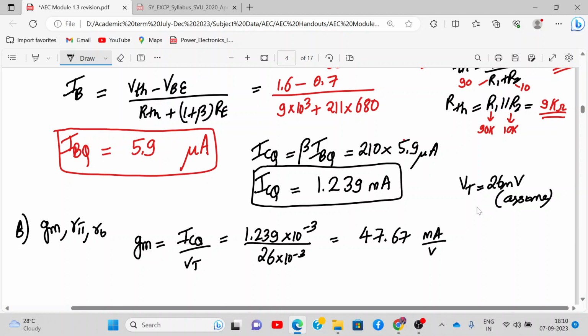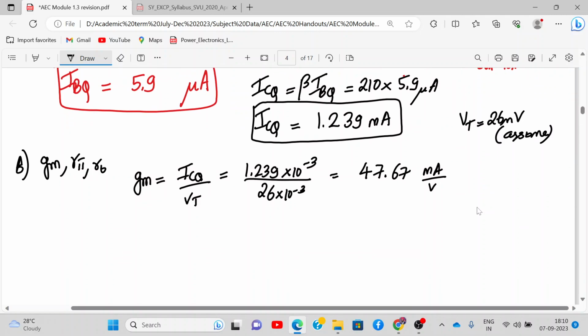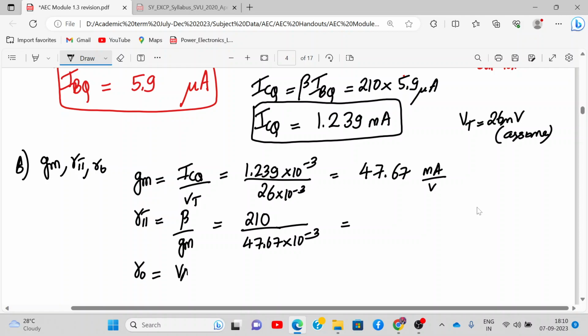Got that? Yes, sir. R pi value will be beta upon Gm. So beta is 210 divided by 47.67 into 10 raised to minus 3. Calculate R pi, and RO is VA upon ICQ. Early voltage is 100 volt divided by current. So please calculate now R pi.